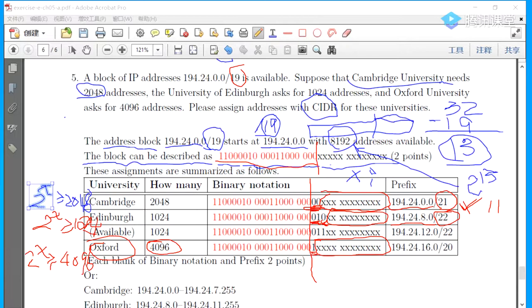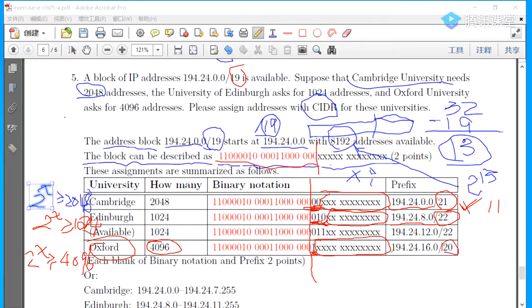1 bit here, how to determine the value? Since the former address block has used 0 here, 00, it must not be the same as the former one. So we can set 1 here. Since the host portion length is 12, the length of the prefix is 32 minus 12. It is 20.